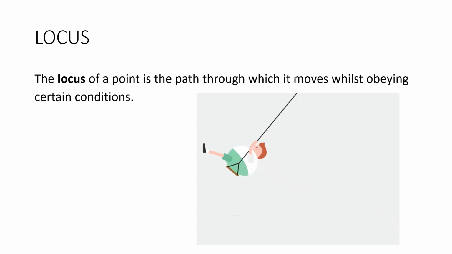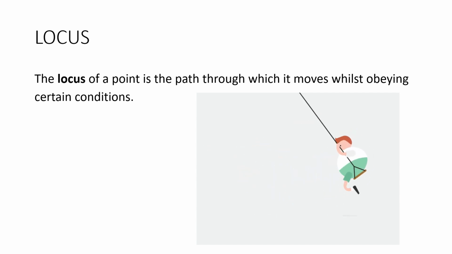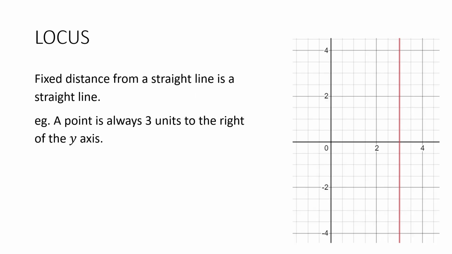Okay, let's move on. The locus of a point is the path through which it moves whilst obeying certain conditions. If you have a look there at the animation, the path that has been traced out by the bottom of the swing there is an arc of a circle. Now in this course there are three main types you need to be aware of.